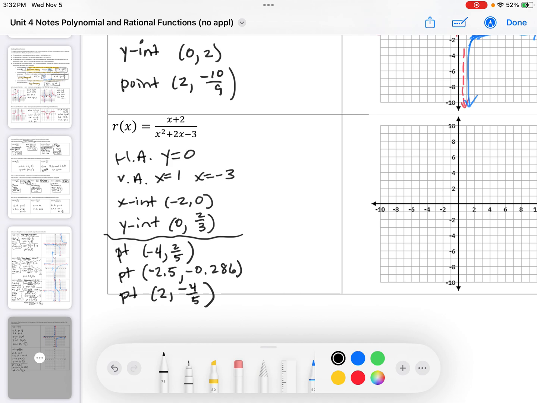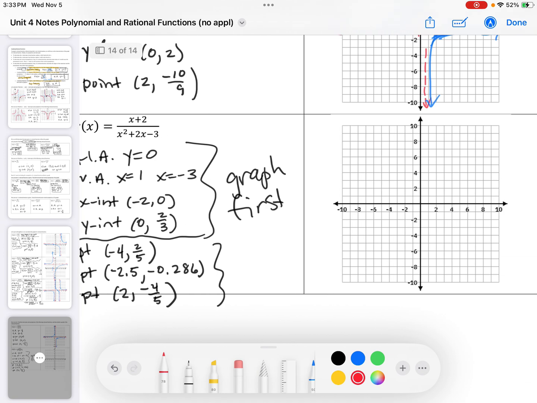So again, you want to do all of that first. You want to graph this first, and then you'll know which x values to plug in to generate some more coordinate points. Okay, asymptotes. Intercepts.